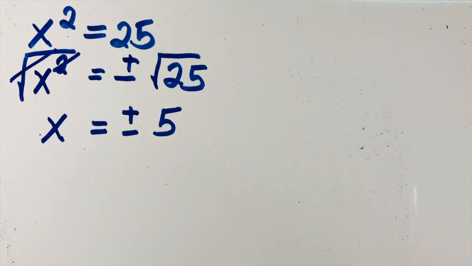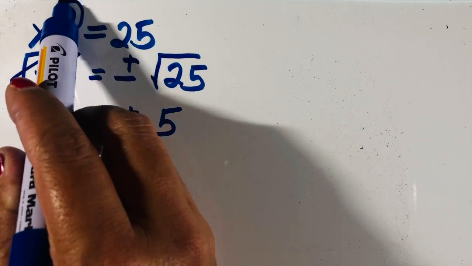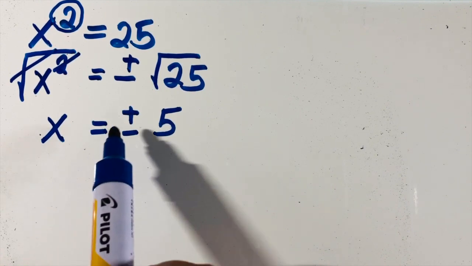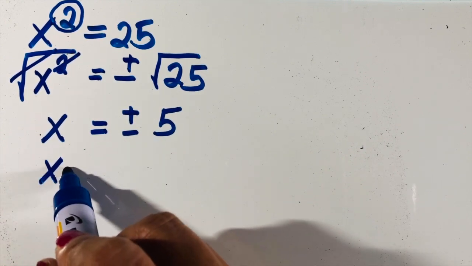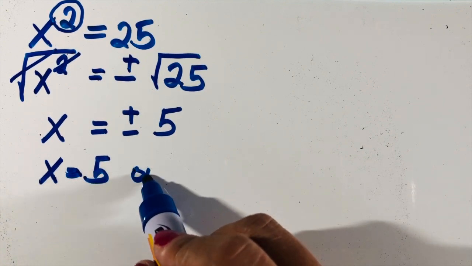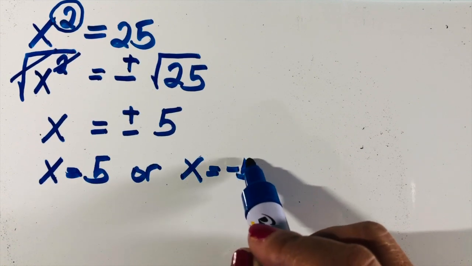Now, how many solutions do we have, or how many values of x are there? Please don't forget that this is a quadratic equation, and this tells us the number of solutions. The highest exponent or degree is 2, therefore there are 2 solutions, or there are 2 values of x. So we have x equals plus or minus 5. We can rewrite this as x equals positive 5, and the other one is x equals negative 5.